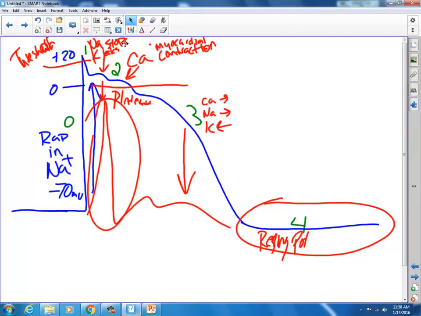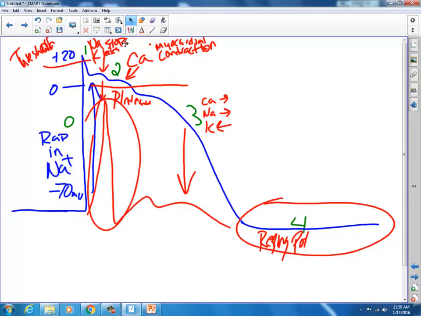You've got limb leads. You've actually got 6 limb leads. What are your bipolar limb leads? Leads 1, 2, and 3. Why are they bipolar? Because they're crazy. No, because they have 2 poles. They've got a positive and a negative.